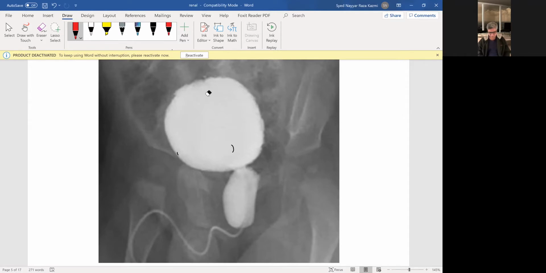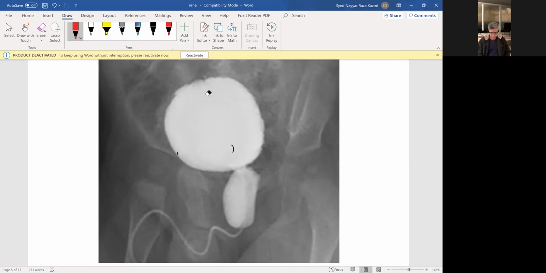This condition is known as posterior urethral valves. This happens in a male child. Because of the posterior urethral valves, what happens? There is one-way traffic of urine, and it leads to backward pressure. That can then go into the ureters and can cause vesicoureteric reflux, and ultimately repeated urinary tract infections, and ultimately chronic renal failure secondary to repeated urinary tract infections.